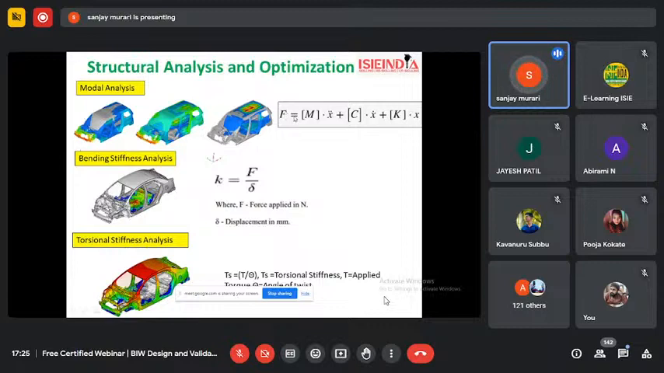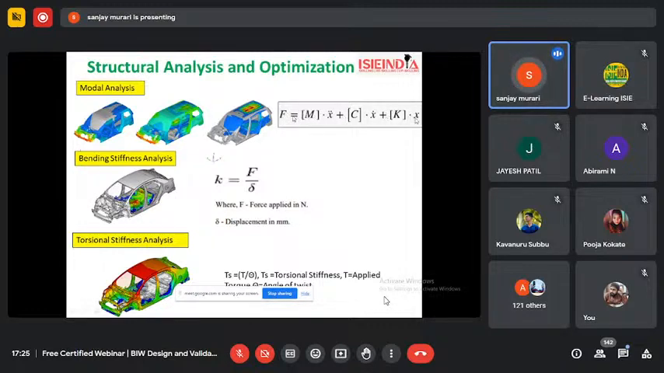The body is made to vibrate. An initial excitation is given to the body and the body vibrates on its own, and then we see the response. We calculate the natural frequency and the mode shape. At this time, F will be 0, so the equation becomes mx double dot + cx dot.